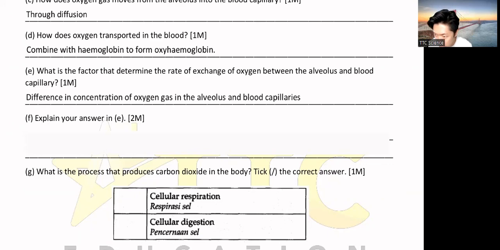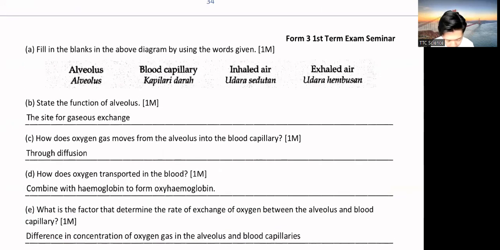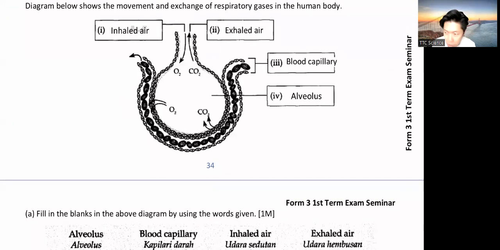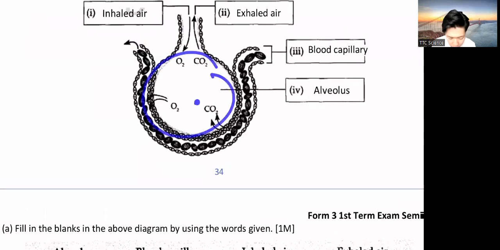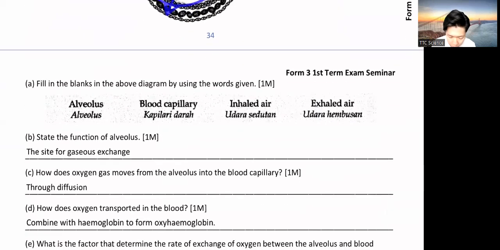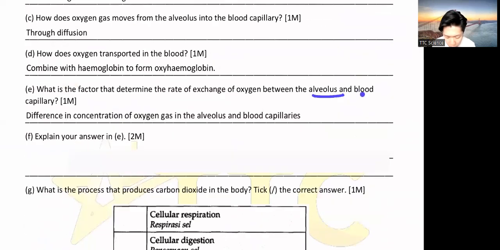What if the question specifies alveolus? Oh, because we're talking about alveolus, and oxygen goes from the alveolus into the blood vessel, that's why the question says alveolus and blood capillary. I don't understand your question actually, but you get it, right? It is already on alveolus and blood capillary.